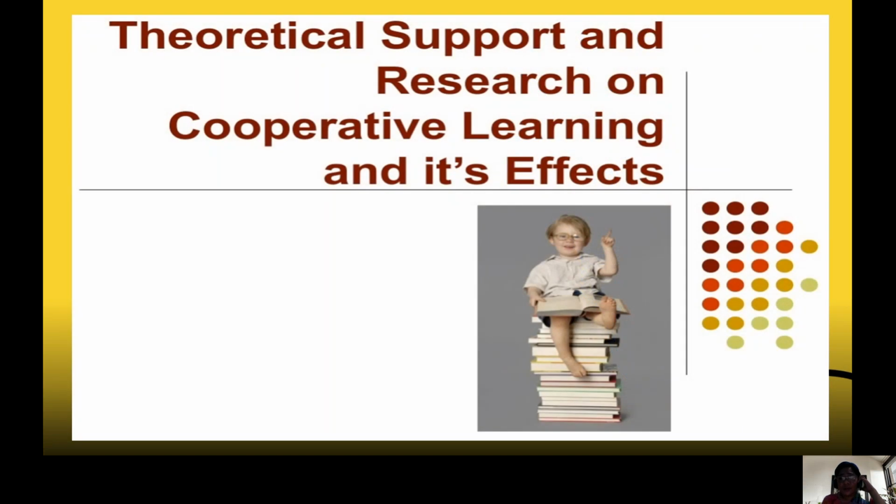Next, theoretical support and research on cooperative learning and its effects. There is a lot of research that supports that cooperative learning is a good way of delivering or teaching a certain subject, especially in my major, teaching science. I usually do cooperative groupings with my students when giving some tasks. So, cooperative learning and its effects based on the research.